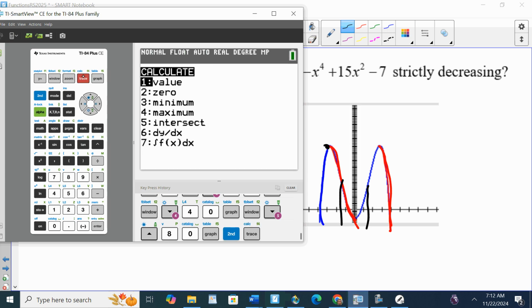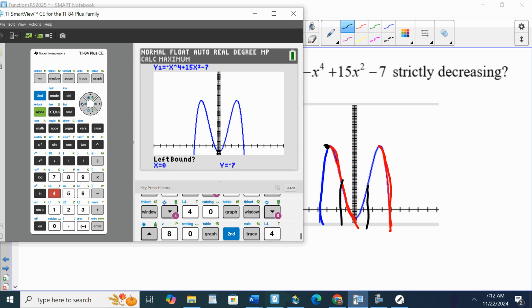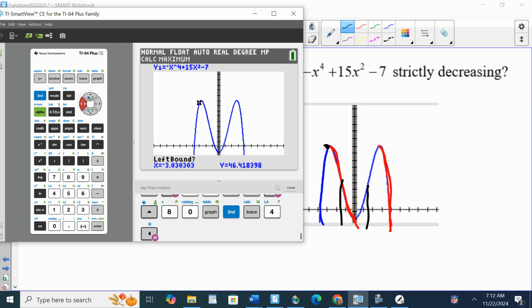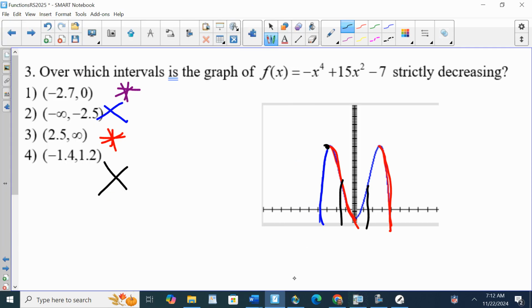Second trace, maximum. Let's get the cursor over there. Left of the point I'm trying to find, enter. Right of the point I'm trying to find, enter, enter. For intervals, it's always x values, so that's negative 2.7.